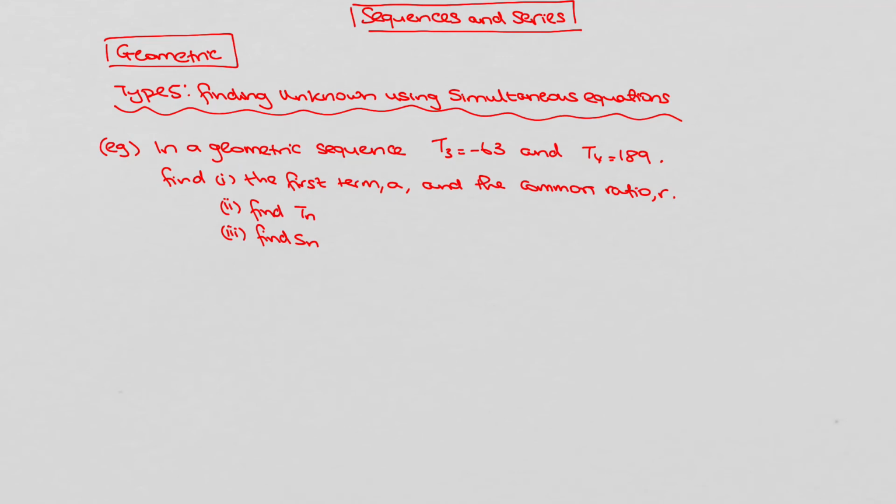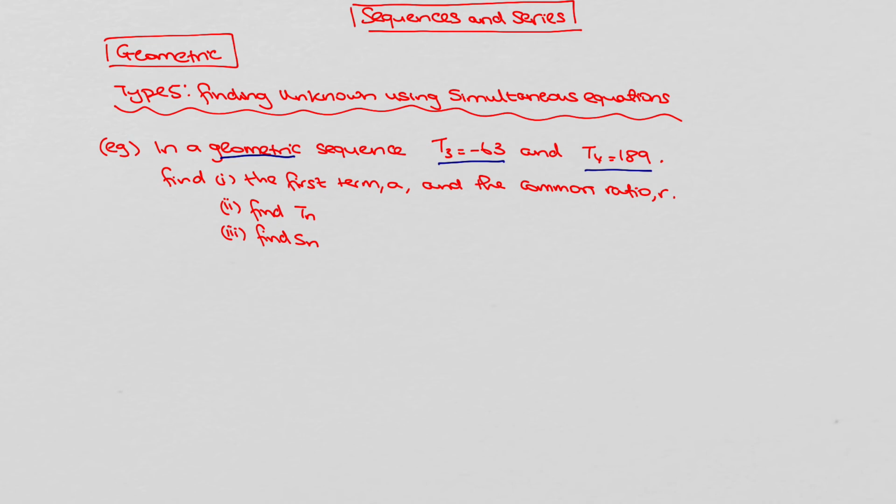Sequences in series, geometric sequences. So here we have type 5 where we're going to find an unknown using simultaneous equations. In this example we have a geometric sequence, so we would underline geometric, and we're told that the third term is equal to minus 63 and the fourth term is equal to 189.